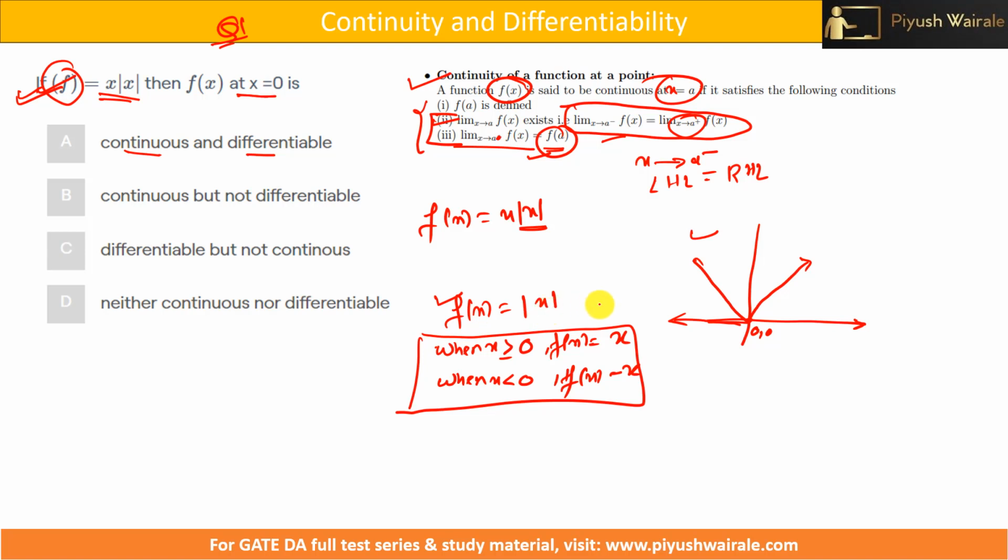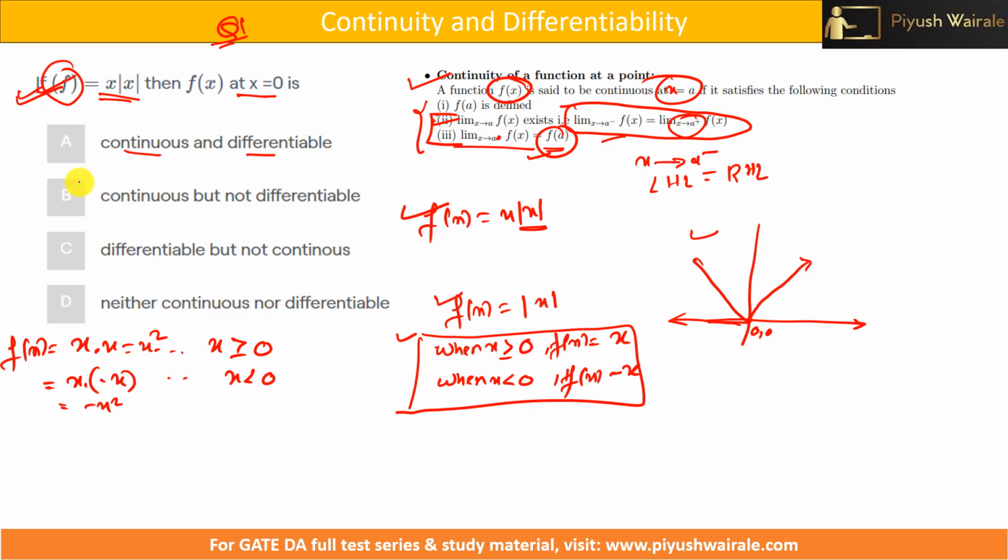Now let's apply the same condition to this particular f of x. So f of x equals x into mod of x. Mod of x will be x when x is greater than or equal to 0, and it is minus x when x is less than 0. So it will be x into minus x, which is minus x square, and the other part will be x square only. Now this is my function: f of x equals x square when x is greater than or equal to 0, and minus x square when x is less than 0. That's it.